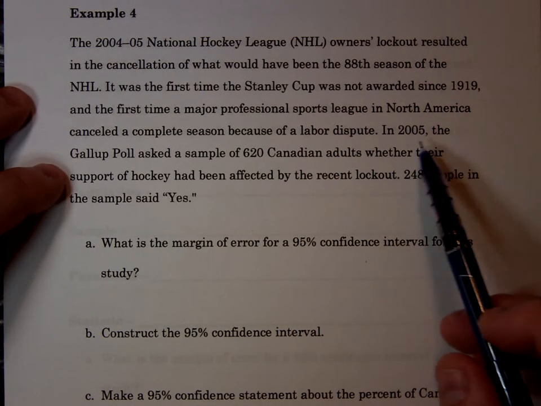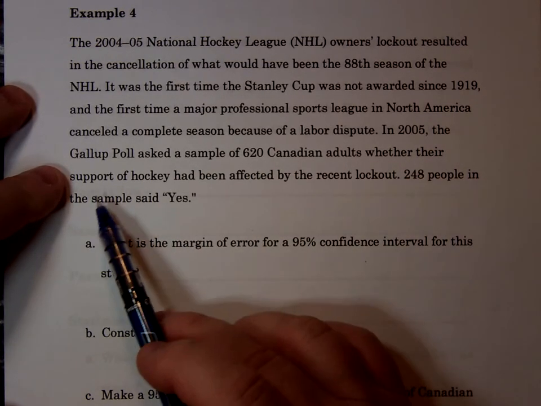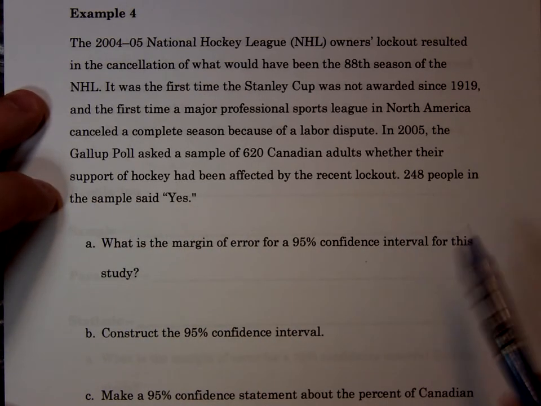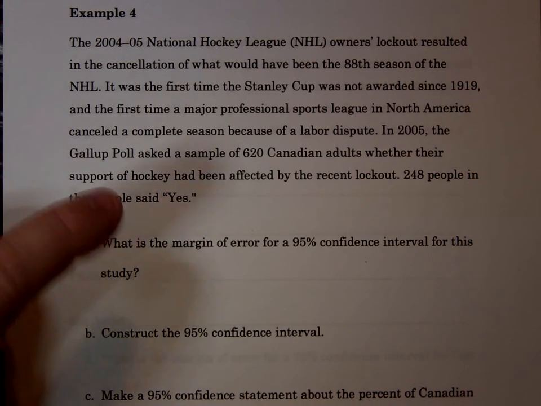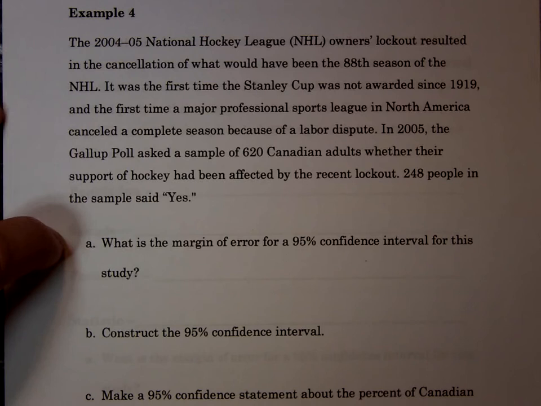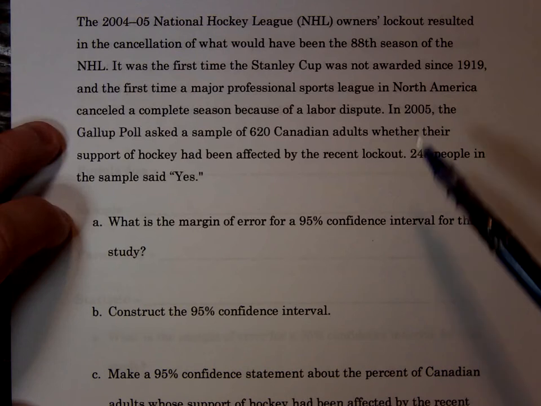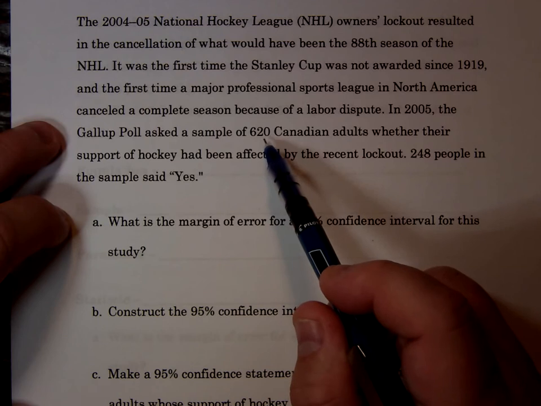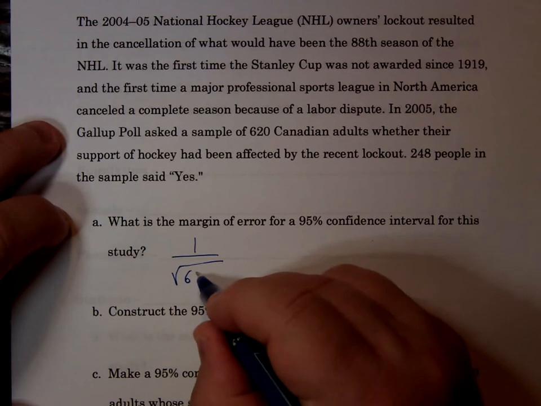In 2005, the Gallup poll asked a sample of 620 Canadian adults whether their support of hockey had been affected by the recent lockout, and 248 of them said yes. So 248 people were bothered by the lockout. What's the margin of error for this study? Our population are Canadian adults. Our sample is 620 Canadian adults. So 1 over the square root of 620 will give us our margin of error.